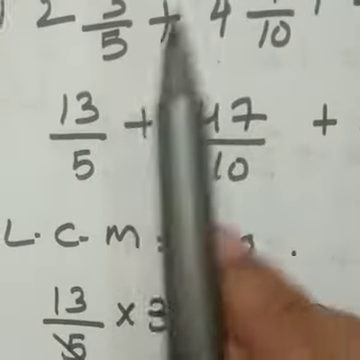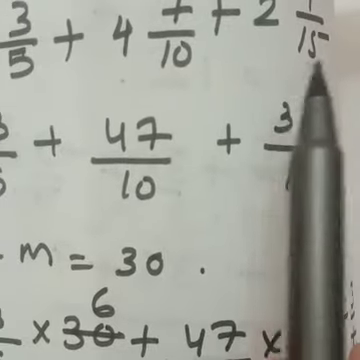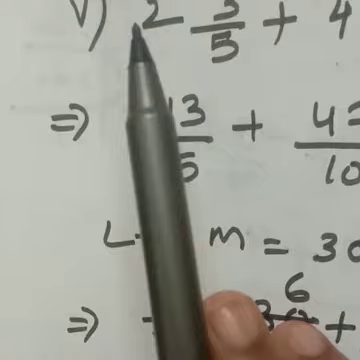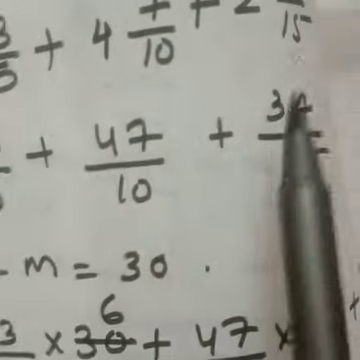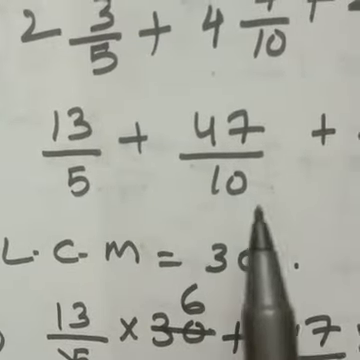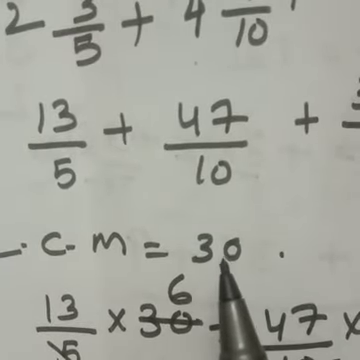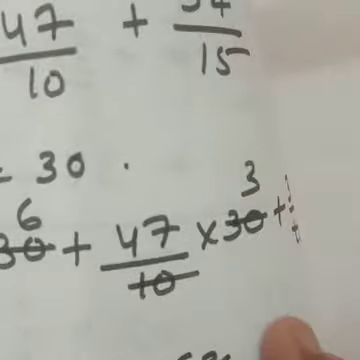Next one, 2 and 3 by 5 plus 4 and 7 by 10 plus 2 and 4 by 15. Improper fractions you have to make. 5 2s are 10 plus 3, 13. 10 4s are 40 plus 7, 47. 15 2s are 30 plus 4, 34. See, for 5, 10, 15, the LCM I have taken is 30. After getting the LCM, you have to multiply each fraction with the LCM. Each fraction is multiplied. Clear?